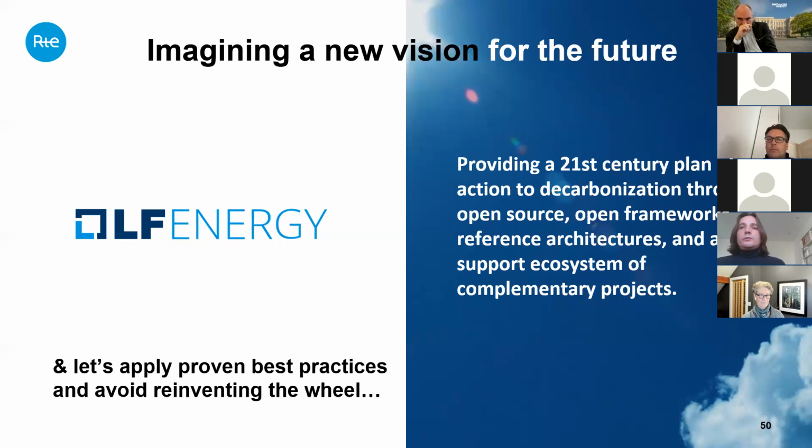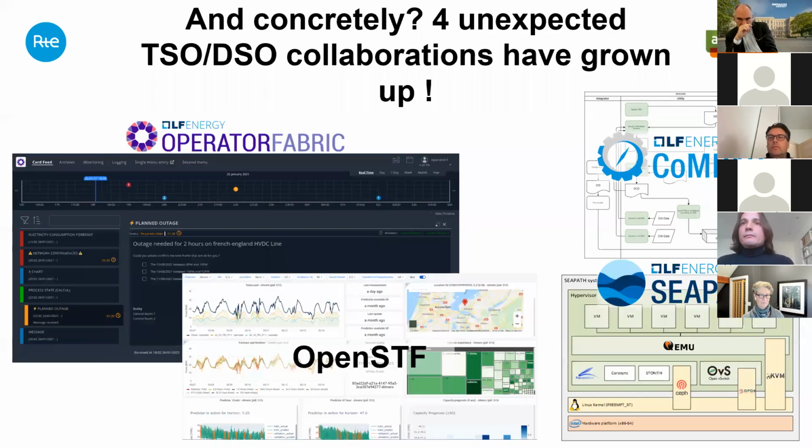So if we go to the next slide, please. Concretely, what are we talking about? So this is just an example of what happens at LF Energy. There are 4 TSO-DSO collaborations involving RTE and Alliander that have grown up. These are unexpected collaborations because these were not planned 3 years ago when we started our journey.